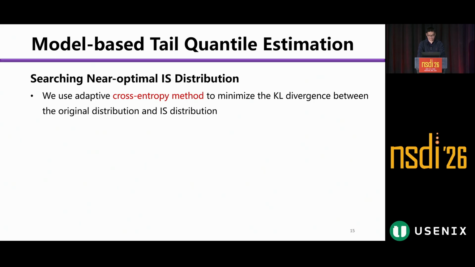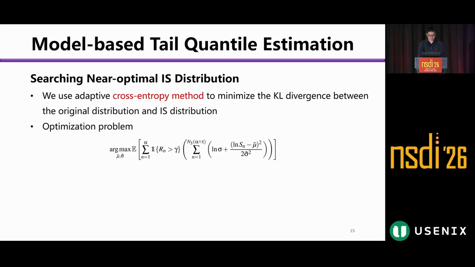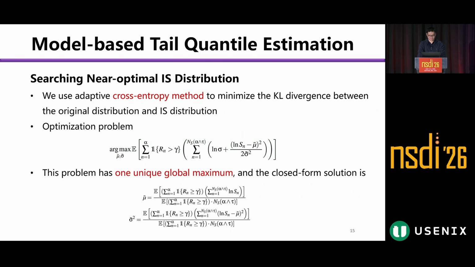We use the adaptive cross-entropy method to minimize the KL divergence between the original distribution and the IS distribution. So after using this method, we have the following optimization problem. And this problem has one unique global maximum and a closed form solution.